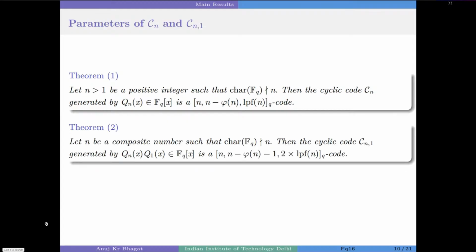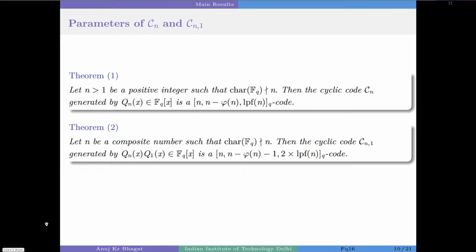Similarly, for a composite number n which is co-prime to the base field characteristic, the cyclic code C_{n,1} generated by Q_n(x) times Q_1(x) has the following parameters: the length is n, the dimension is n minus phi(n) minus 1, and the distance gets doubled, so it's 2 times the LPF of n. This characterizes all the cyclic codes generated by Q_n(x) and Q_n(x) times Q_1(x), and in fact the parameters are independent of the base field.